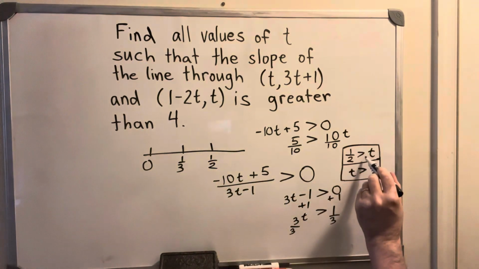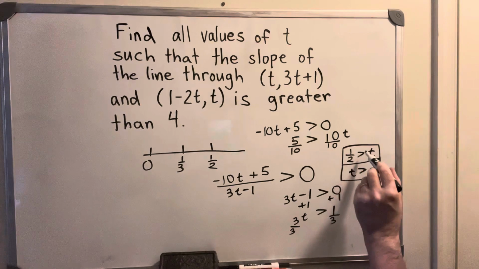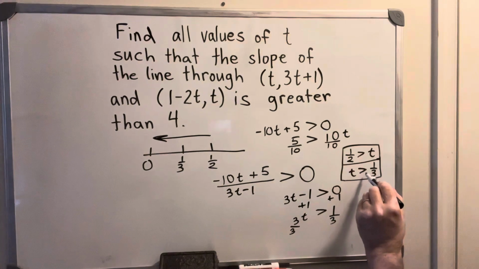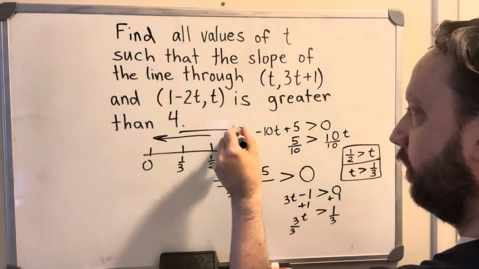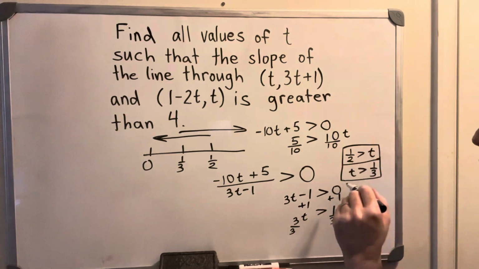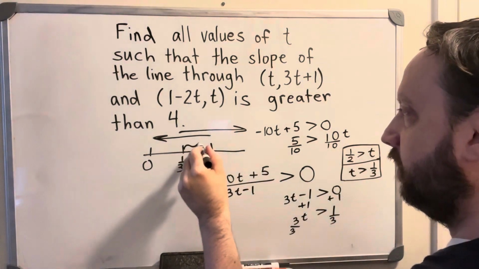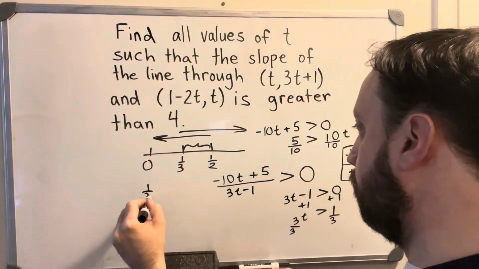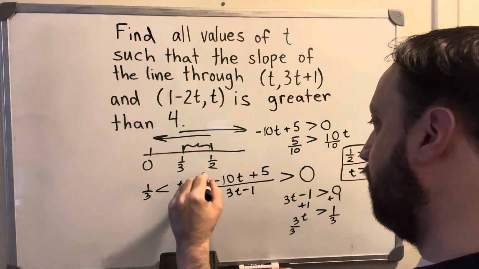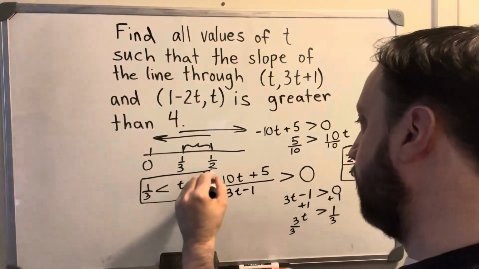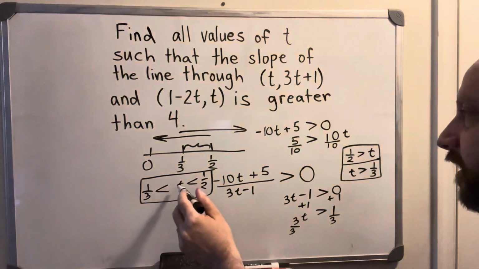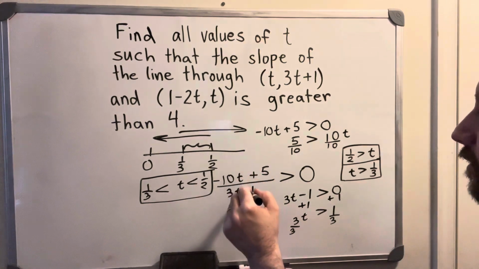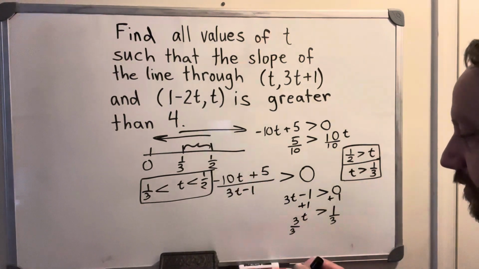So look at what this one says. t is less than 1/2. What does this one say? t is greater than 1/3. Where are both of these true? In this region right here. So we've got 1/3, t, 1/2. So this is the interval where both of these are positive. So that is a solution.